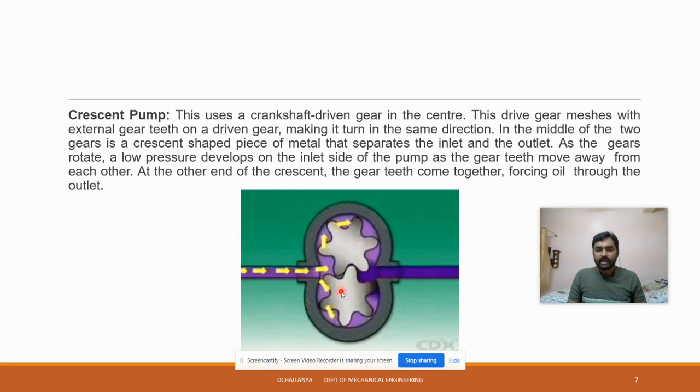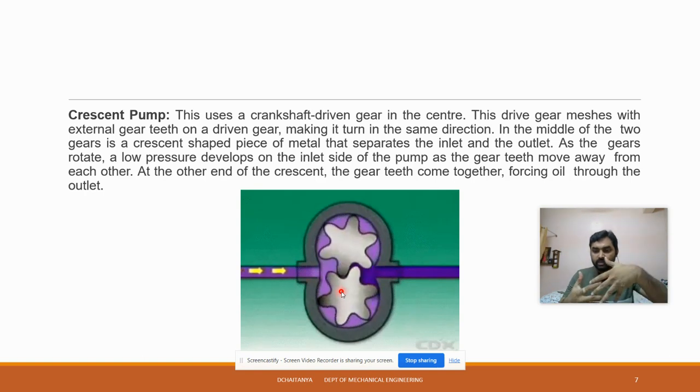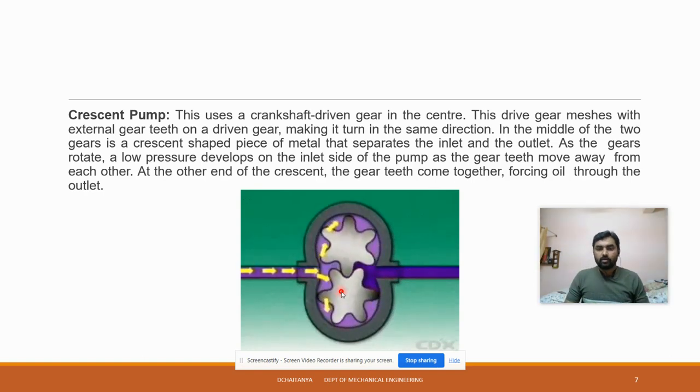This is also a crankshaft-driven gear which is fixed in the center. The meshing of the gears drives the fluid from the inlet to the outlet. As the gears rotate, lower pressure develops at the inlet side of the pump, at the bottom and top. As the gear teeth move during meshing, the oil is moved through the outlet. So you can easily observe the working of a crescent pump.